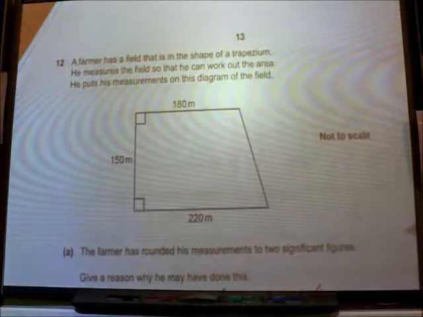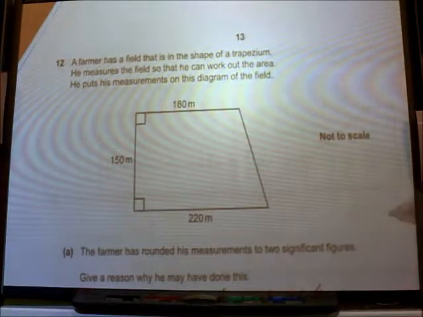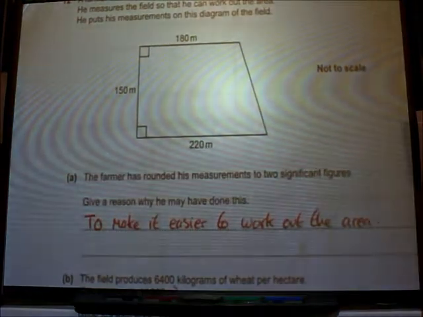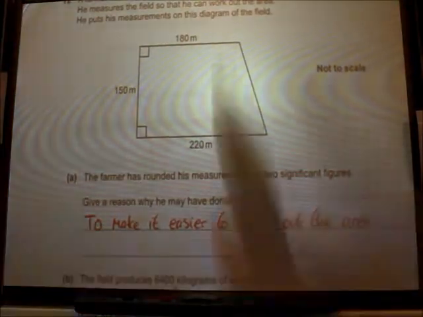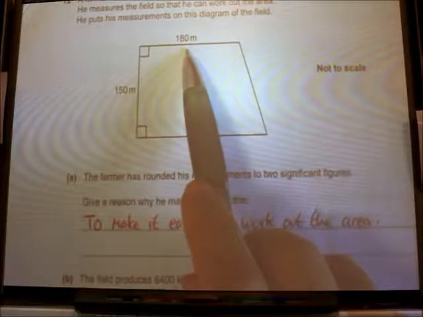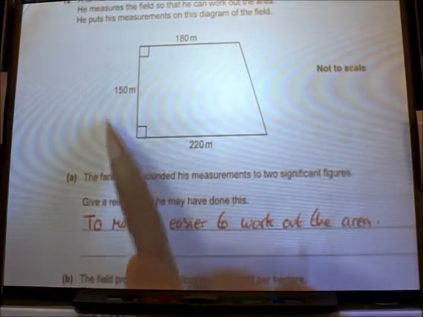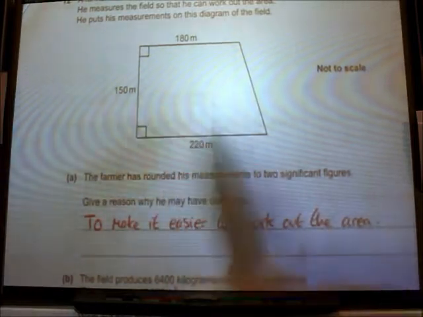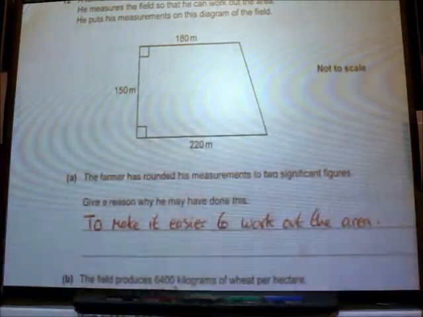It is to make the area easier to work out. He could have put exact numbers on it. For example, that might have been 183.25 metres, and that could have been 149.98 metres. But it's getting a bit tricky for a field, so he's rounded to 2 significant figures, which is fine.